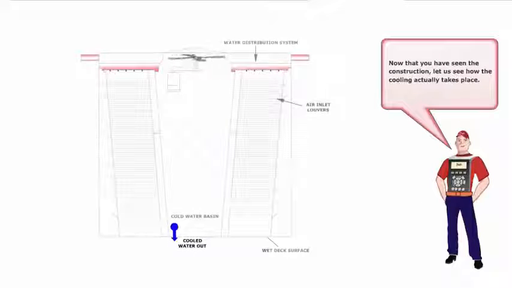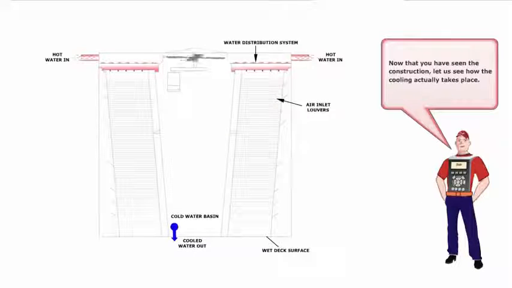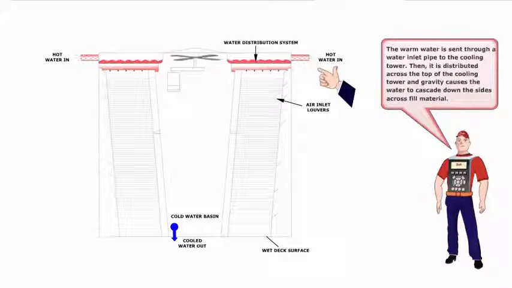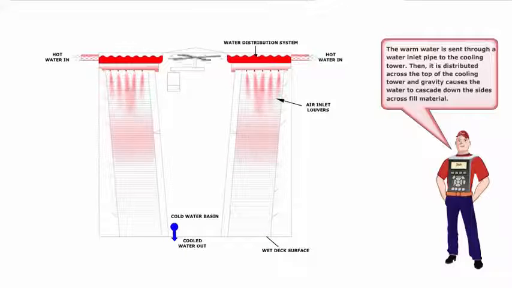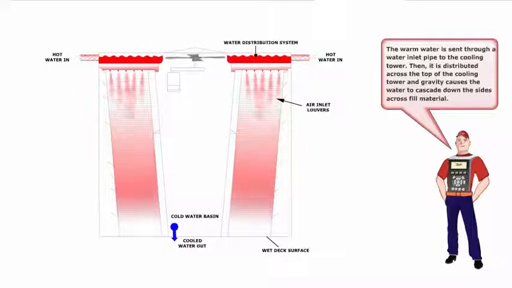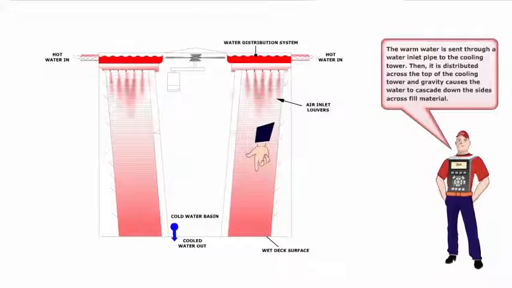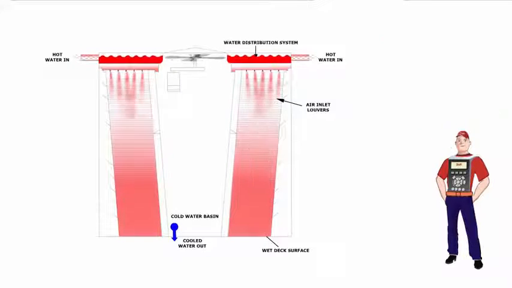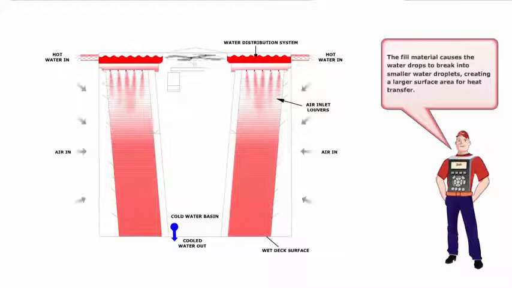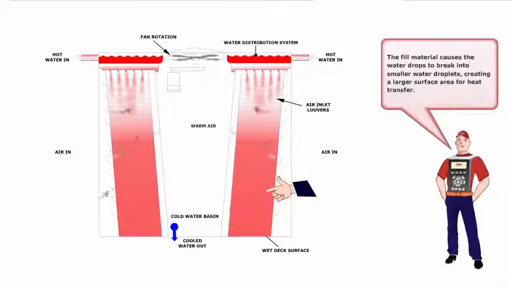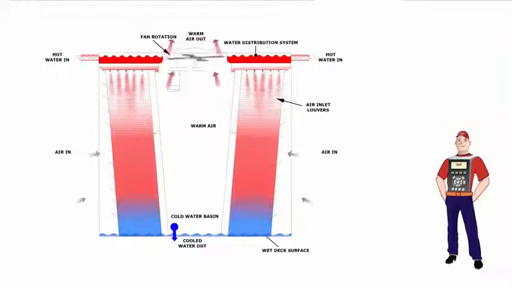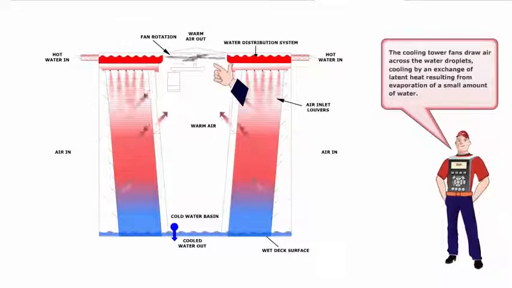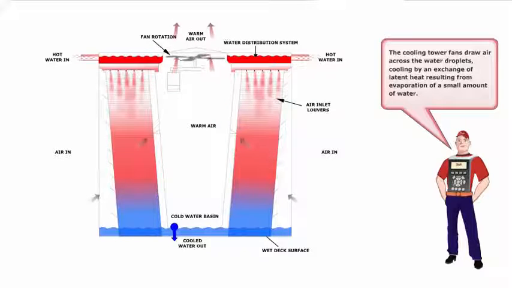Now that you have seen the construction, let us see how the cooling actually takes place. The warm water is sent through a water inlet pipe to the cooling tower. Then, it is distributed across the top of the cooling tower, and gravity causes the water to cascade down the sides, across film material. The film material causes the water drops to break into smaller water droplets, creating a larger surface area for heat transfer. The cooling tower fans draw air across the water droplets, cooling by an exchange of latent heat, resulting from evaporation of a small amount of water.